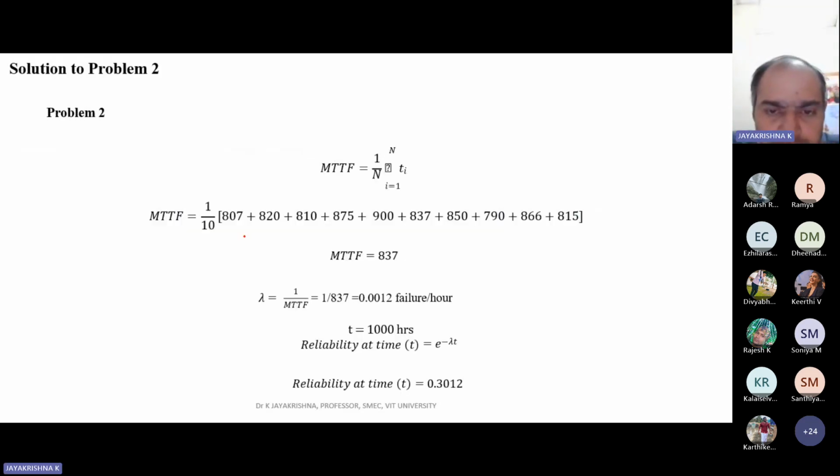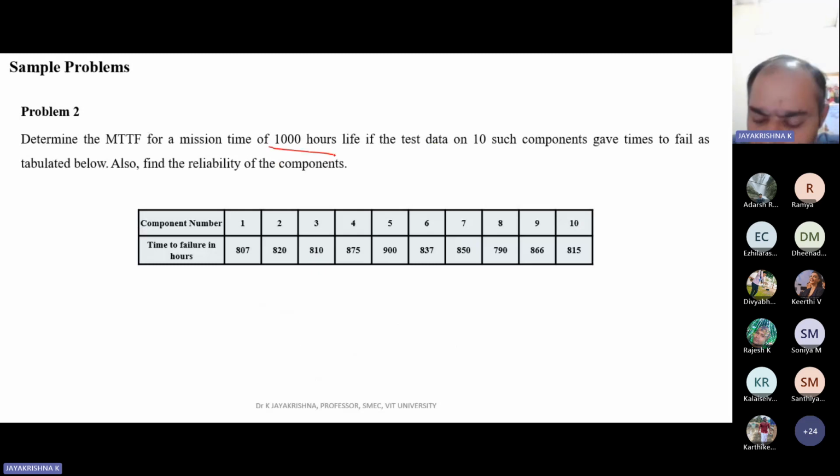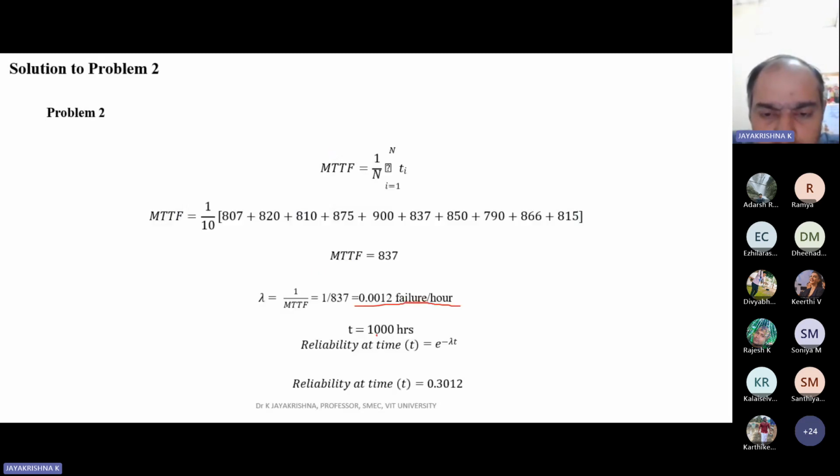You'll get MTTF. Once you get MTTF, you know lambda is equal to 1 by MTTF. You substitute 1 divided by 837 and you get the failure rate lambda, 0.0012. Once you get lambda, T is given as 1,000 hours. So e power minus lambda T is 0.3012, or 30.12 percent.